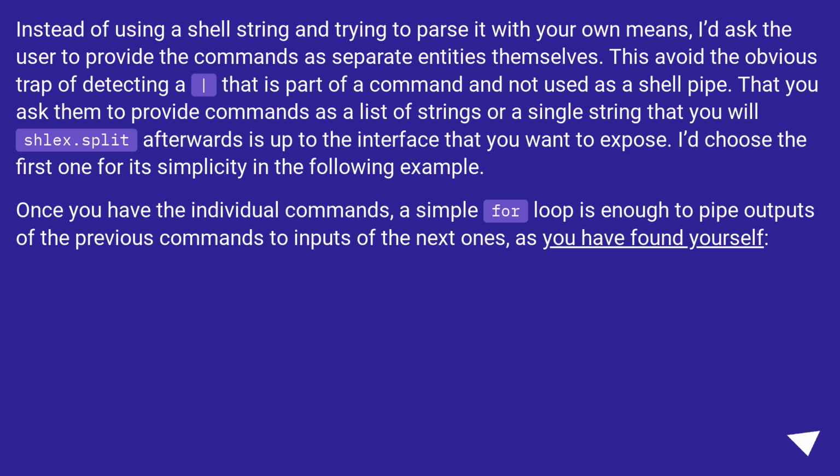Instead of using a shell string and trying to parse it by your own means, I'd ask the user to provide the commands as separate entities themselves. This avoids the obvious trap of detecting what is part of a command and not used as a shell pipe. Whether you ask them to provide commands as a list of strings, or a single string that you will split afterwards, is up to the interface that you want to expose. I chose the first one for its simplicity in the following example. Once you have the individual commands, a simple for loop is enough to pipe outputs of the previous commands to inputs of the next ones, as you have found yourself.